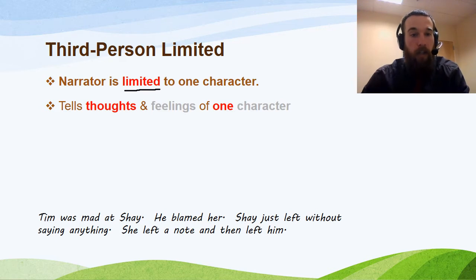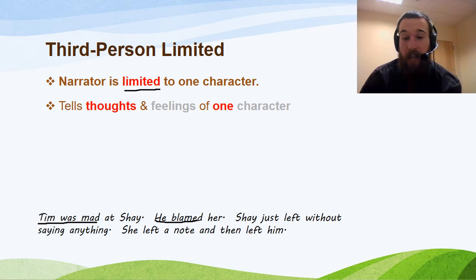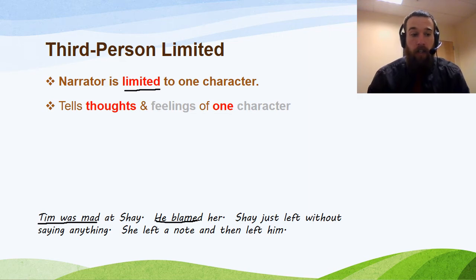So in here, we get the thoughts and feelings of one character. That's our character, Tim, because we see that he's mad, we see that he's blaming her, but we never get any thoughts or feelings from Shay. We just have the actions from Shay. So if you think back to last week when we were looking at characters and characterization, some of the ways that we learn about characters are by their actions, by their thoughts. So if we're only seeing their actions, that means that we're not in their head. So that's going to let us know a little bit that we might be in third person limited.